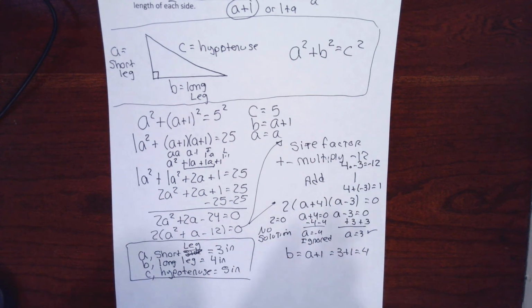That's a real classic right triangle, the 3, 4, 5 right triangle. 6, 8, 10 is another classic one. As we did the homework, we probably saw those quite a bit.